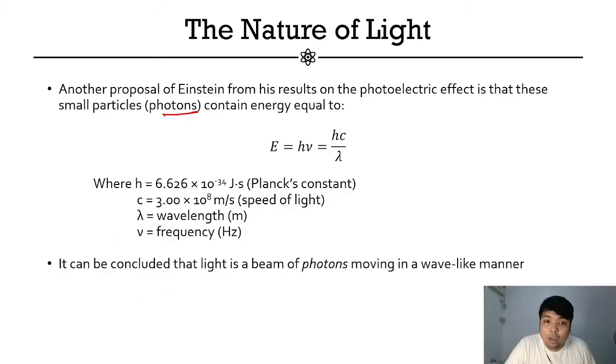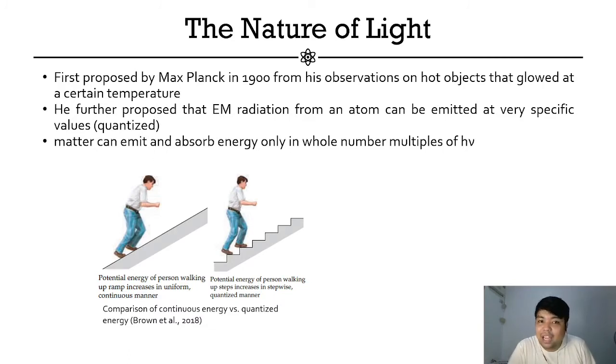Now this formula was proposed by Max Planck in the 1900s, long before the discovery of the photoelectric effect, based on his observations of hot objects that glowed at a certain temperature. He further proposed that electromagnetic radiation from an atom can only be emitted at very specific values. Those very specific values are what we call quantized values.